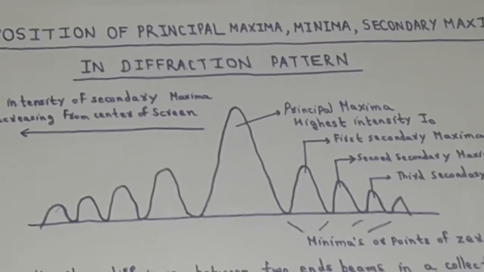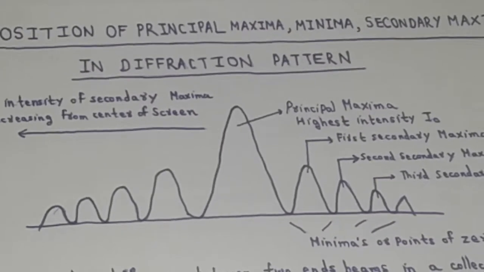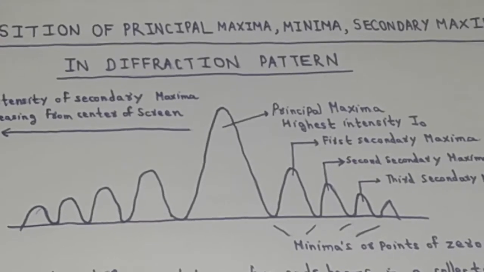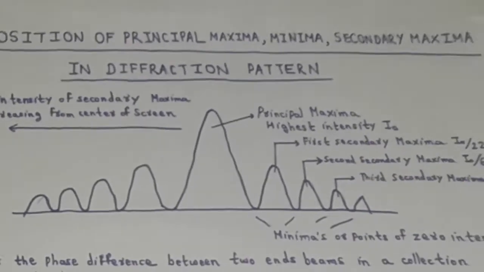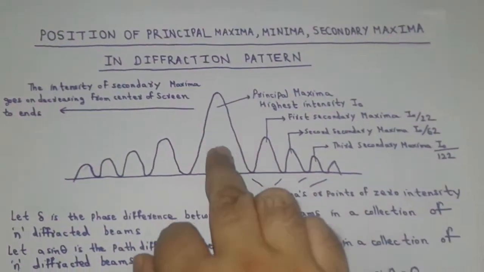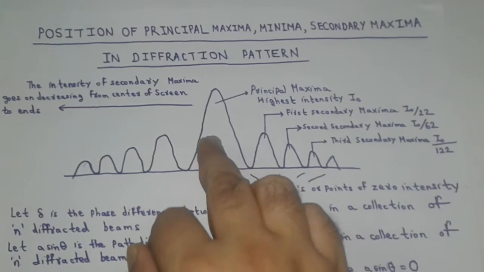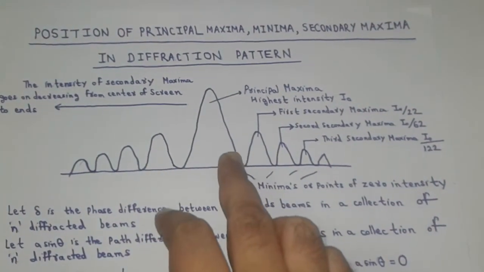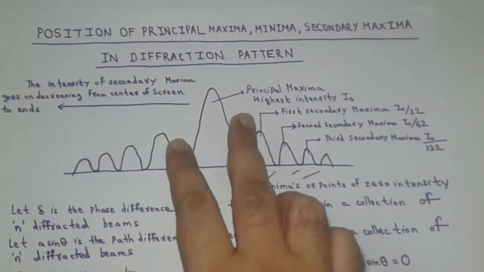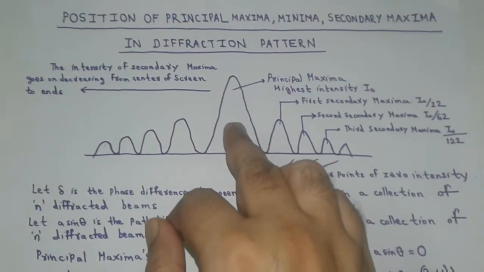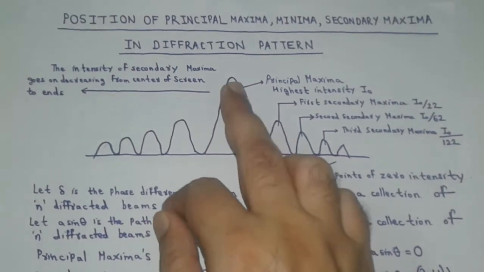Hello students, today we will learn about the position of principal maxima, minima, and secondary maxima in the diffraction pattern. Principal maxima is formed at the center of the screen by focusing the undiffracted beams from the slit by the lens. Principal maxima is the brightest and has the highest intensity.